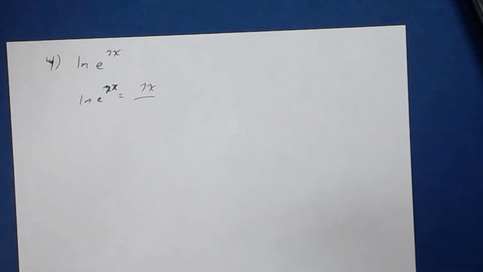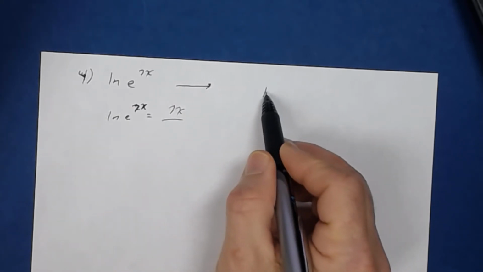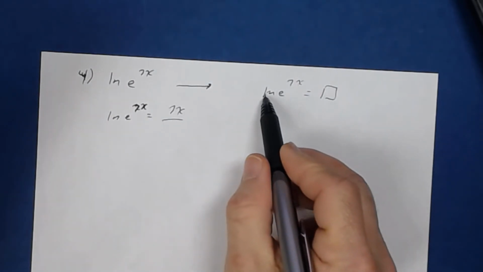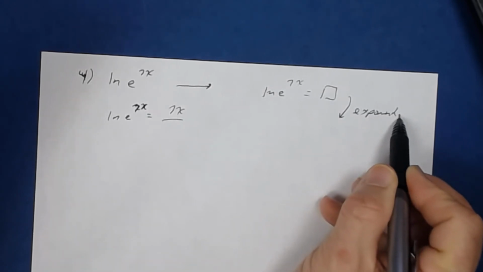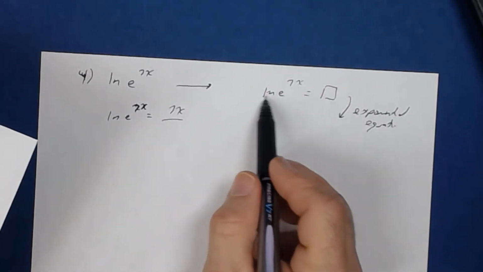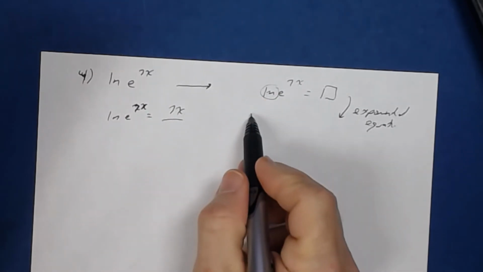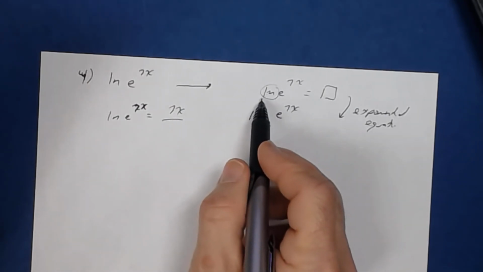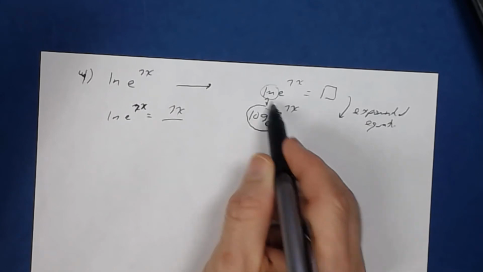Now, if you did not recognize that, then just remember, let's go ahead and change it to an equation. So I have the natural log of e to the 7x equals box. I want to see what that equals. Well, I want to change this log equation to an exponential equation. So remember, to change it to exponential, you have to look at that base. So remember, ln, this right here, means log base e of e to the 7x. That's what those circled letters mean.